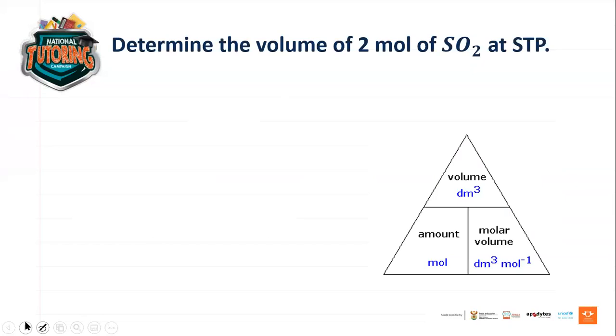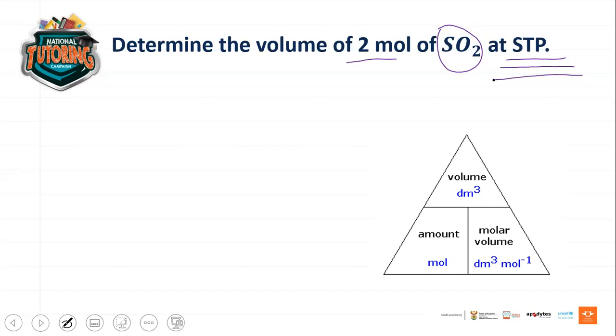Right, so let's do this calculation here. We're going to determine the volume of 2 moles of sulfur dioxide. That's the gas, sulfur dioxide, at STP. So you see the question tells us it's at standard temperature and pressure. That's what STP stands for.